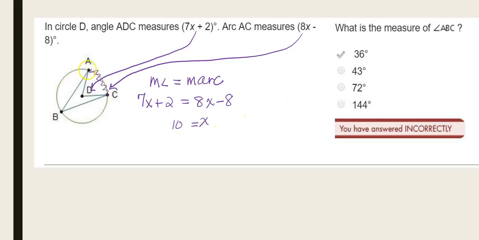Now the question is, what is the measure of angle ABC? So B is actually on the circle.